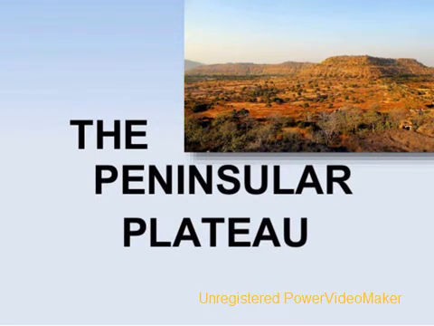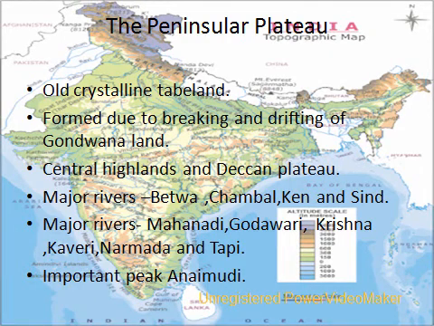The third important physical feature is the Peninsular Plateau. It is composed of old crystalline, igneous and metamorphic rocks formed due to the breaking and drifting of Gondwana land. It consists of two broad divisions, Central Highland and Deccan Plateau. It is bounded by Aravalli Hills on the western side, Chota Nagpur on the eastern side and Nilgiri on the south.